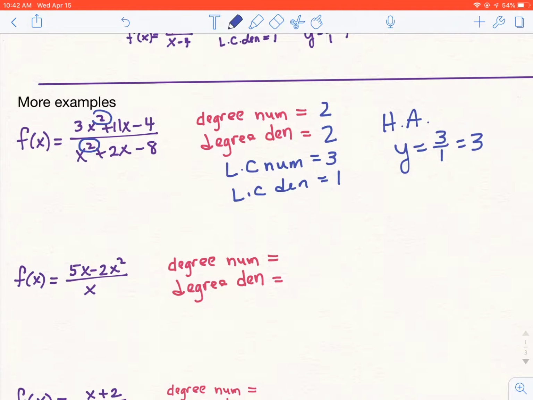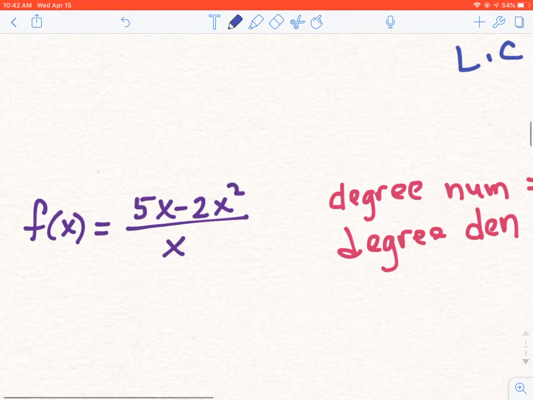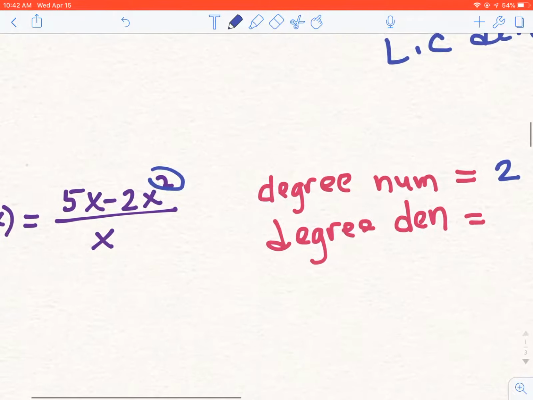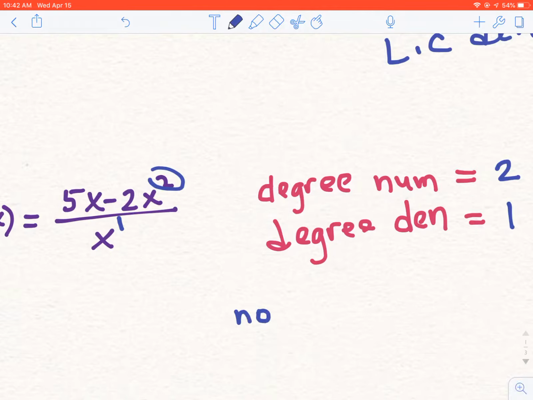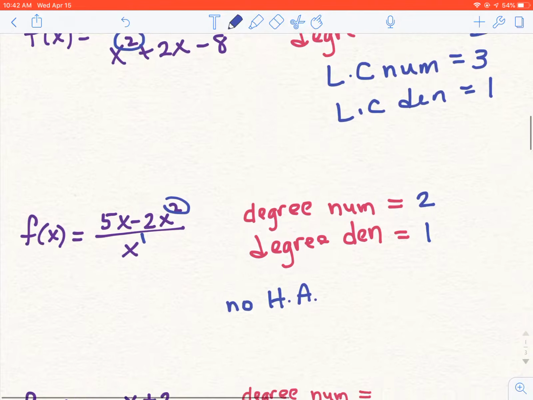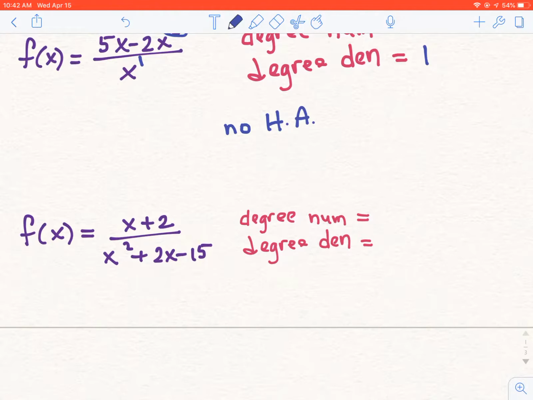All right, good. Here's the next one. Now this one I'm trying to trick you, so be careful. Notice, what's the degree of the numerator? It's not the first term, is it? It's a 2. So the degree of the numerator is a 2. The degree of the denominator is just a 1. So when the degree of the numerator is greater, that means there is no horizontal asymptote. When the numerator degree is greater than the denominator degree, there is no horizontal asymptote.